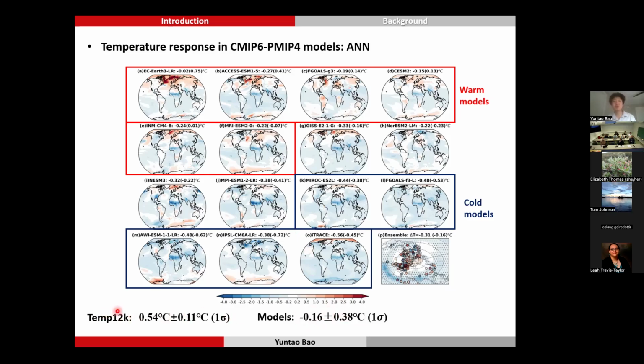Compared to the Temp12K, the signal is 0.5, but the uncertainty is only 0.1, right? So the model problem is that the multimodel uncertainty exceeds the ensemble signal, which tells us the model simulation itself is a very large problem.